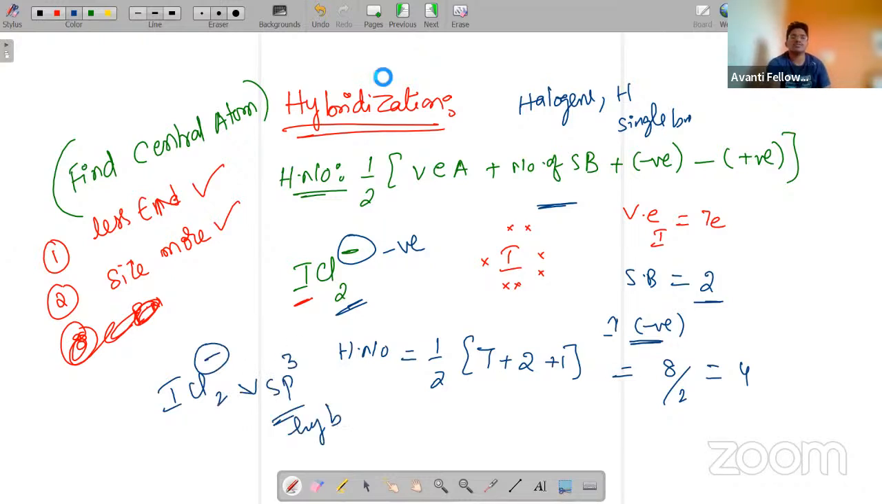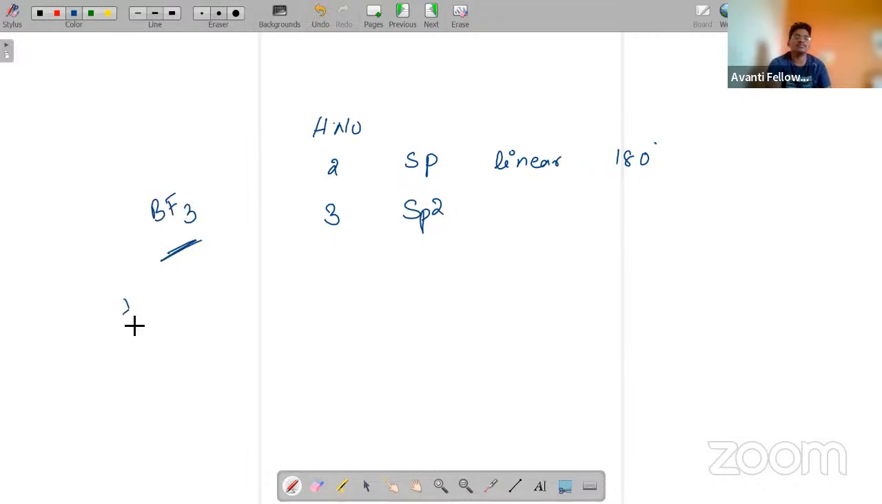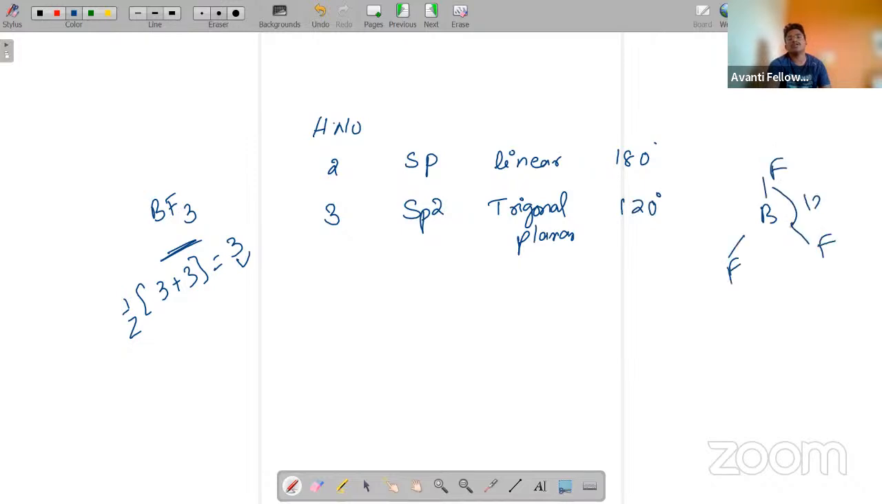Another last point, just remember: if the hybridization number is 2, then the hybridization is sp, the geometry is linear and the bond angle is 180. If the hybridization number is 3, then it will be sp2. The best example is BF3, which is half into 3 plus 3, that is 6 by 2, 3. So hybridization number 3, sp2, trigonal planar, and the bond angle is 120 degrees.